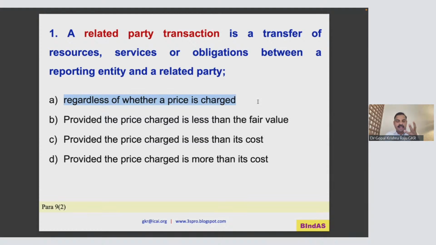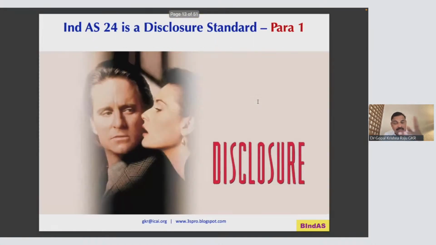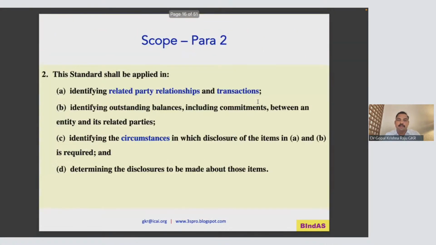Identification, measurement, recognition, disclosure. In IndAS 24, this is a disclosure standard. Identification, measurement, no recognition, only disclosure. Identification, measurement, disclosure. That's it. Okay. So therefore, it is 1A. Come to the next one.